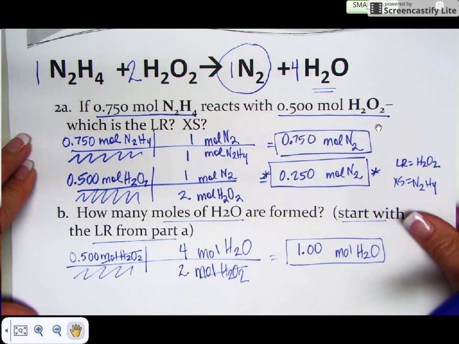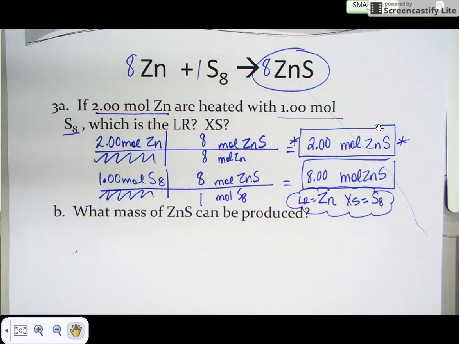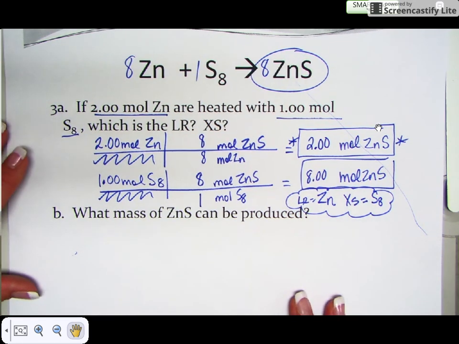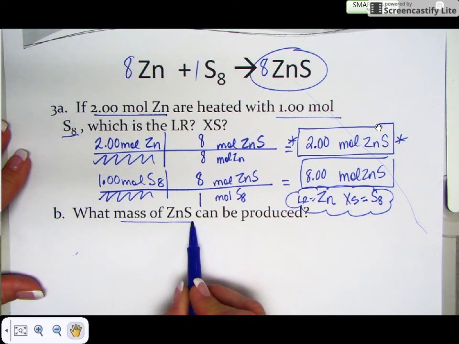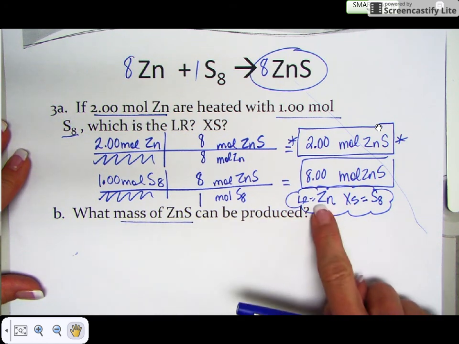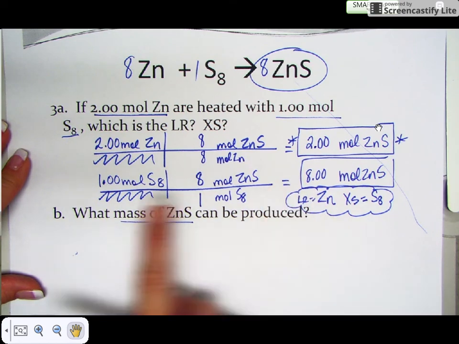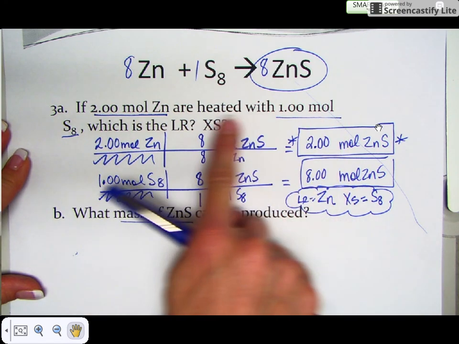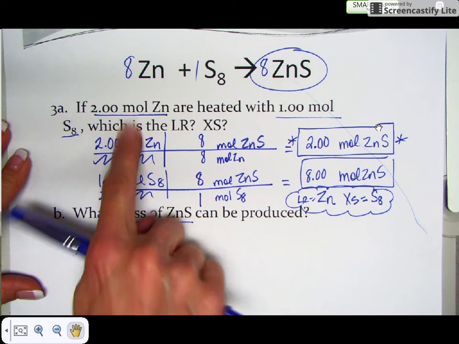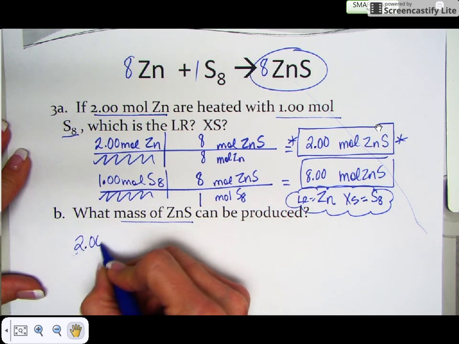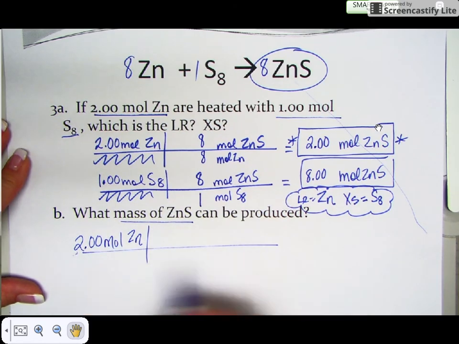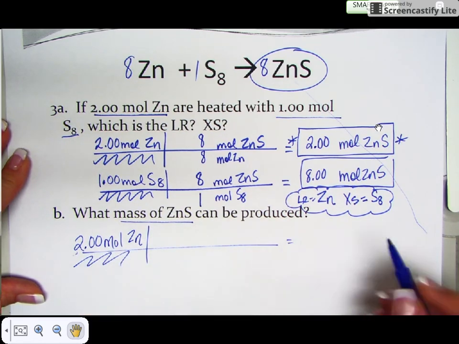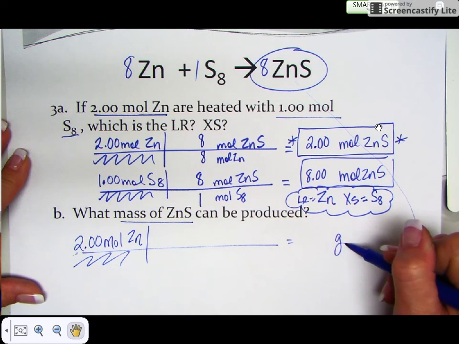All right, let's look at part B of number 3 that we looked at yesterday. So this wants to know what mass of zinc sulfide can be produced. So again, we're going to start with our limiting reactant. We said that was zinc. So in the beginning of the problem, we were told we had 2 moles of zinc. So that's what you're going to start with, 2.00 moles of zinc. That's your limiting reactant. And in this example, we're trying to go to mass of zinc sulfide. So grams is our unit for mass of ZnS.